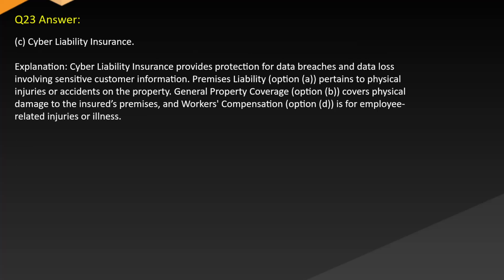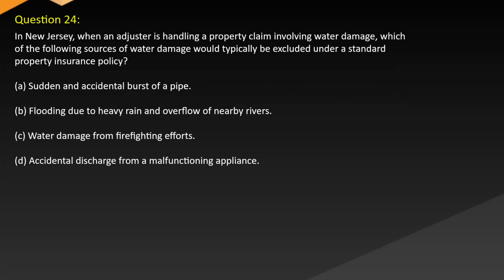Answer. C. Cyber liability insurance. Explanation. Cyber liability insurance provides protection for data breaches and data loss involving sensitive customer information. Premises liability, option A, pertains to physical injuries or accidents on the property. General property coverage, option B, covers physical damage to the insured's premises, and workers' compensation, option D, is for employee-related injuries or illness.